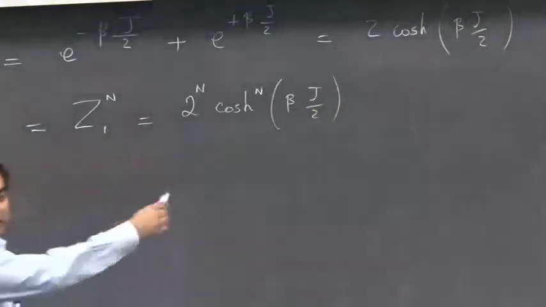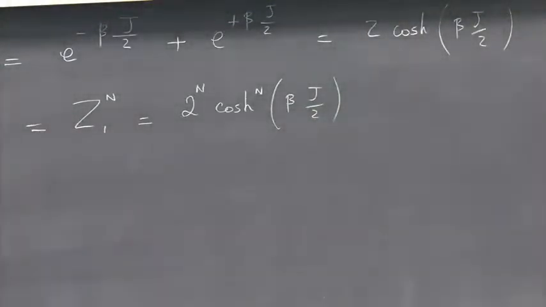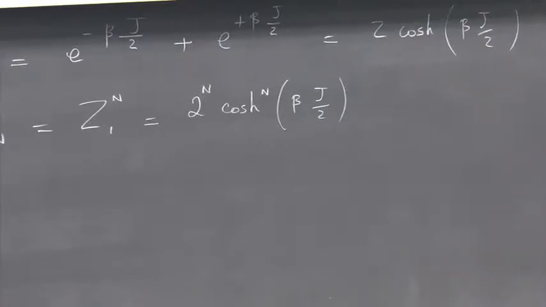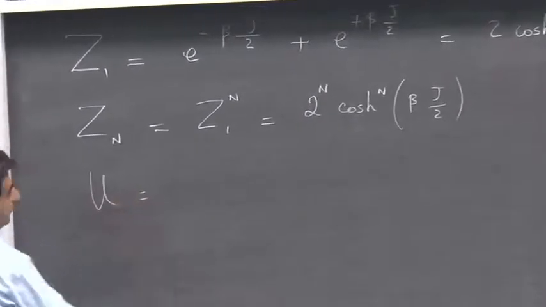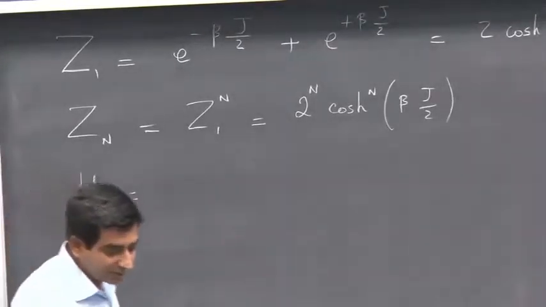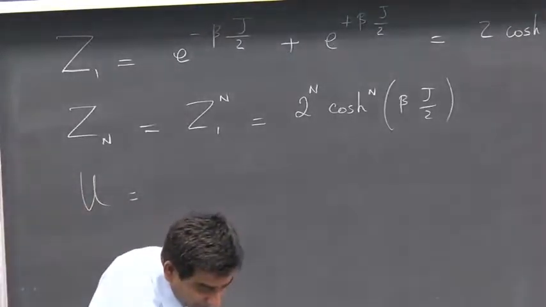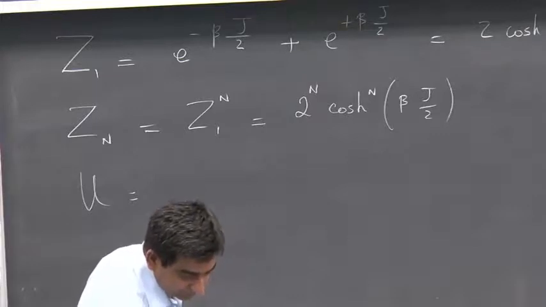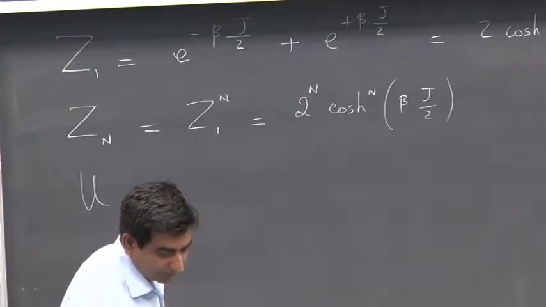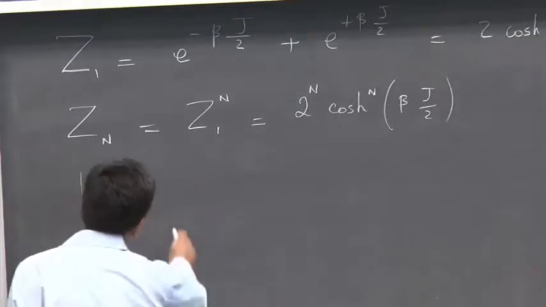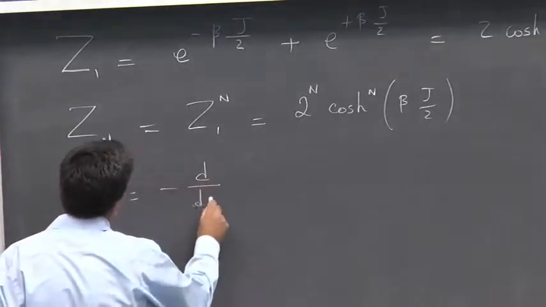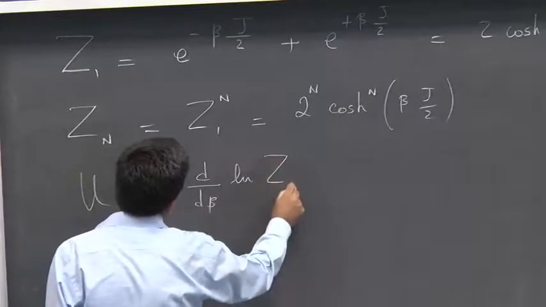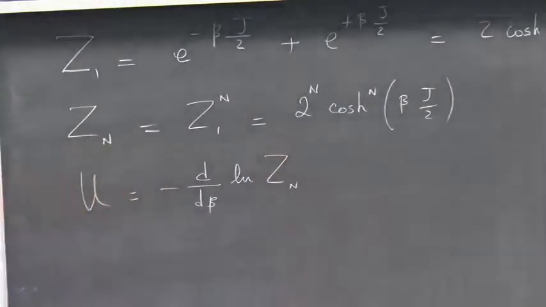Now we have the partition function. We can derive all thermodynamical properties from this. For example, we can derive the internal energy of the system. The internal energy of the system is minus d by d beta of natural log of the partition function. Okay, this is what we learn in statistical mechanics.